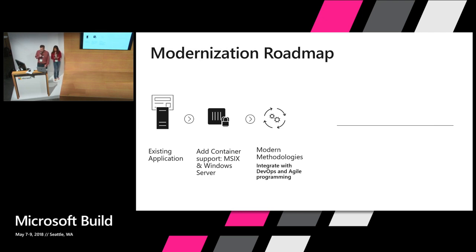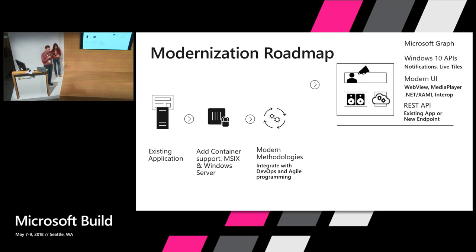Okay, so let's talk a little bit about your modernization roadmap. Typically, you want to take your existing application, and as we mentioned, we recommend the first step is really getting it into a container. And from there, it satisfies a lot of the deployment and dependency problems, so you can integrate it with your DevOps scenarios and your continuous integration and CD environments. What you do from there is kind of up to you.